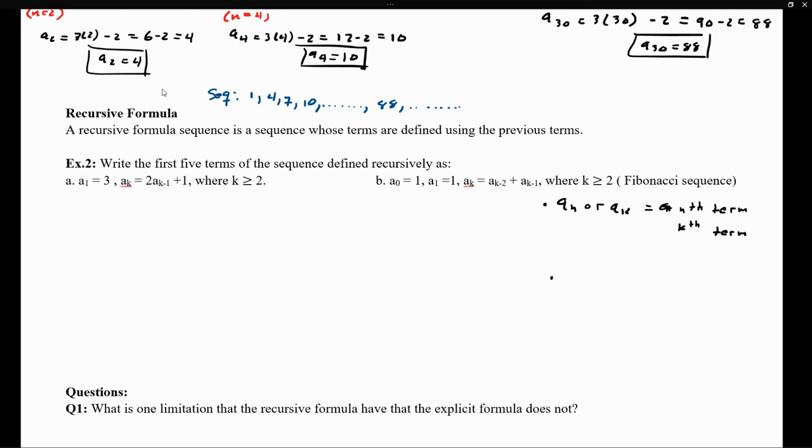Now, notice that when we talk about the recursive formula, we also have a of n minus 1 or a of k minus 1. This just means the n minus 1th term, or the previous term.